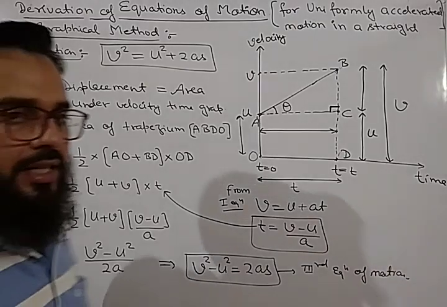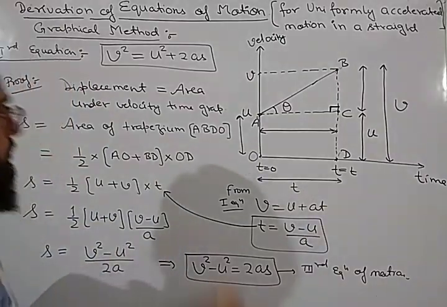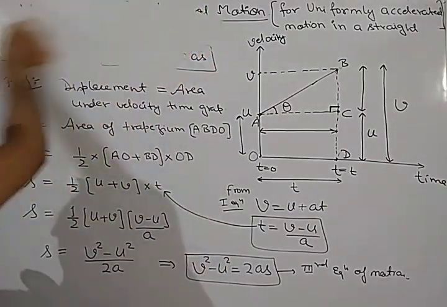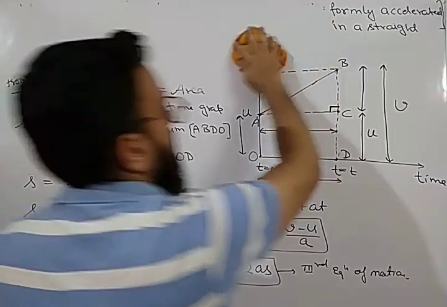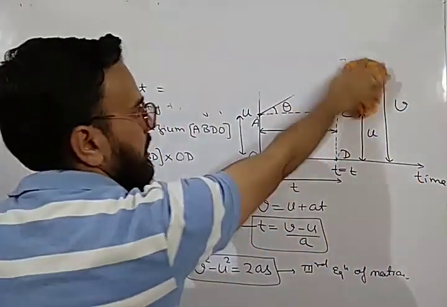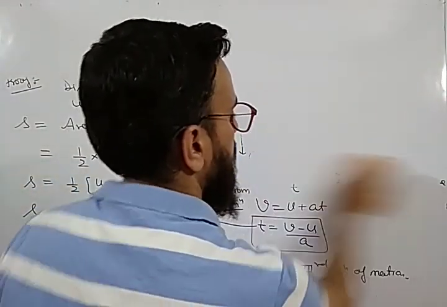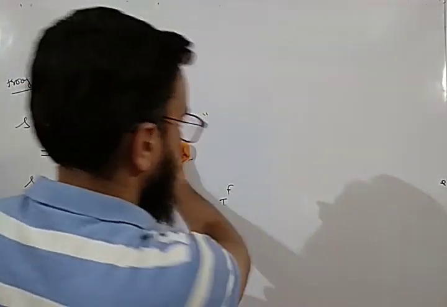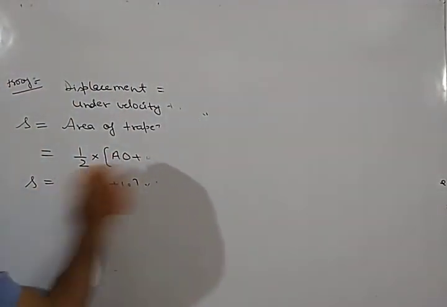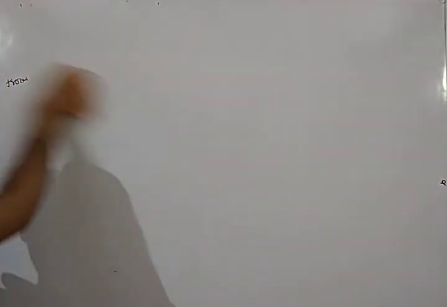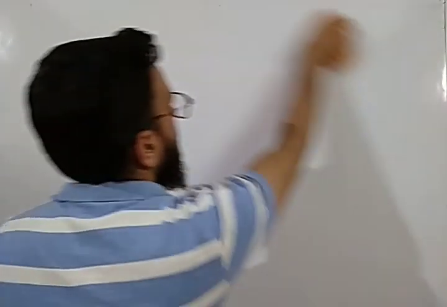So in this way we have completed the derivation of equations of motion. Now let us start some questions based on these equations of motion: which type of questions are generally asked and how you will solve them. So now we are going to start the numericals based on equations of motion. Questions are very simple. The basic thing is that you should know which equation you have to apply. It depends on the question, what is given and what is to be found.